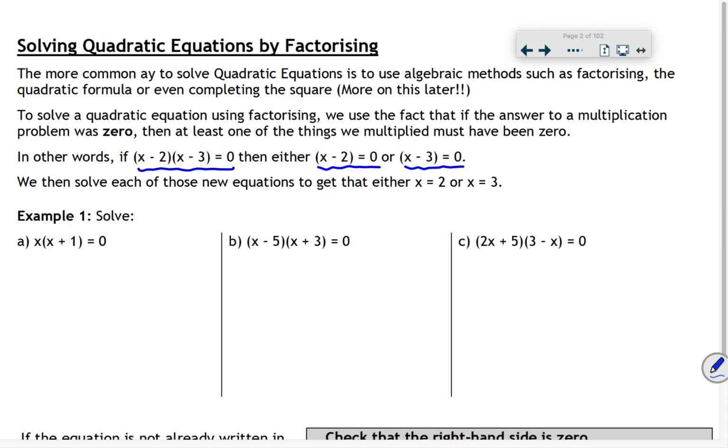So if x minus 2 is equal to 0, that gives us x equals 2. And if x minus 3 is equal to 0, that just gives us x is equal to 3. Okay. So again, the ones in this example here, they've already been factorized, so we can just go ahead and do what we did here. So the first one here, it says x bracket x plus 1 equals 0. So that means that either x is equal to 0 or x plus 1 is equal to 0. So that means that x has to be 0 or x has to be equal to negative 1.